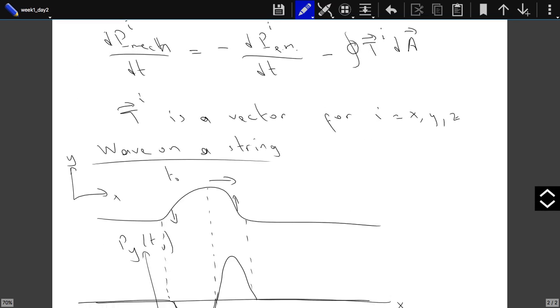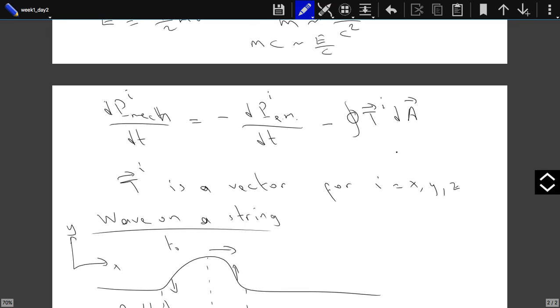Because you see, initially, at this instant, at this point, there is no linear momentum in the y direction. At the next instant, when the string is lifted up, at this point, there is a y momentum. So the momentum in the y direction is flowing both in the x direction and also in the y direction. And this quantity over here basically does the same thing. It describes the same thing for the electromagnetic fields.